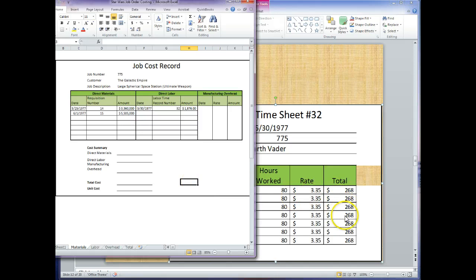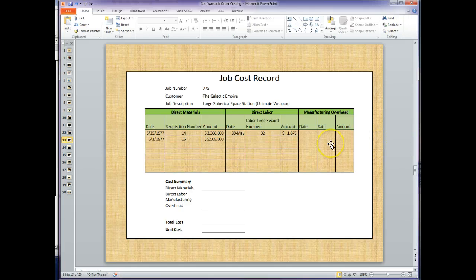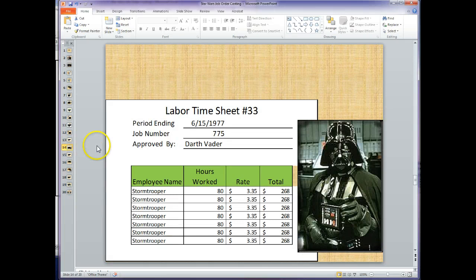1, 2, 3, 4, 5, 6, 7. I just want to make sure there's 7. There's 7. Okay. And sure enough, it looks like that. So again, we're filling this out. We're just knocking it down. Oh, okay. Well, hold on.